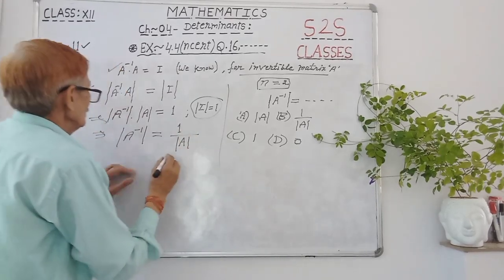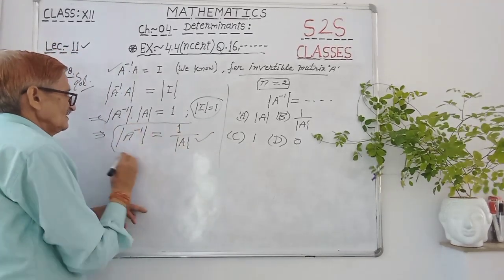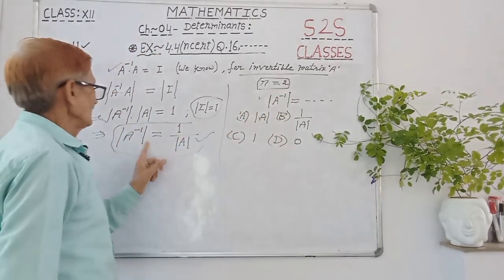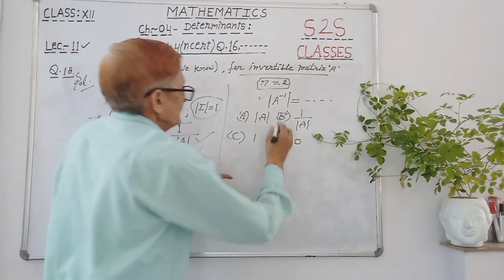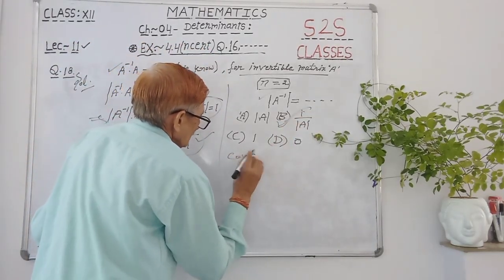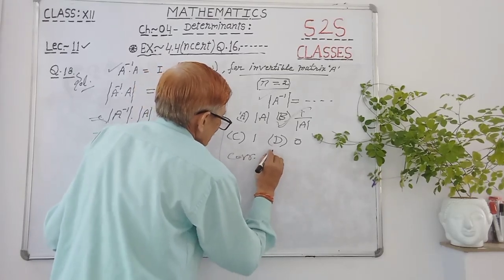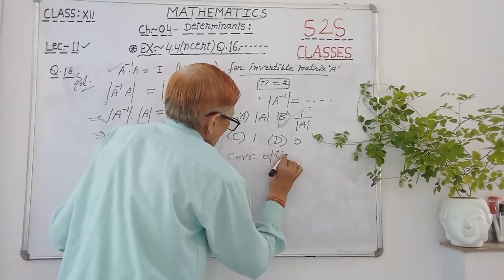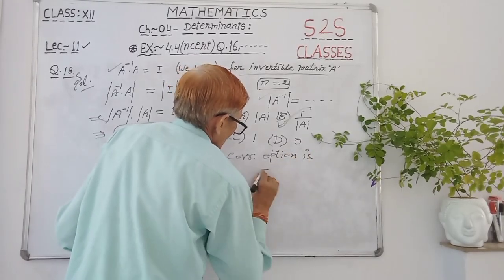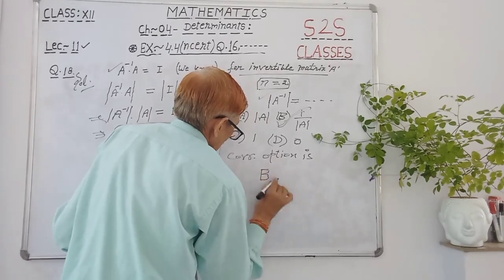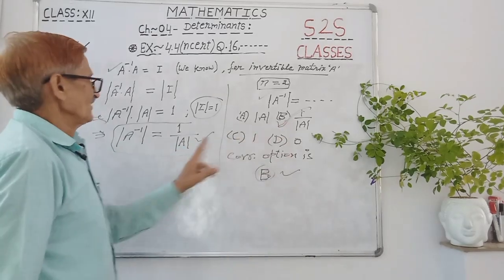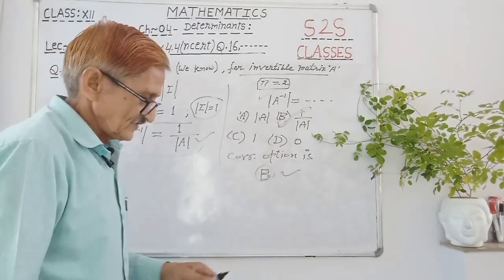Done. So which option is this? What is the value of determinant of A inverse? That is 1 upon determinant A. So B option is the correct option, that is 1 upon determinant A. Done. So like this we can do.